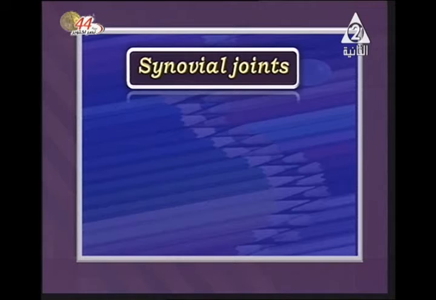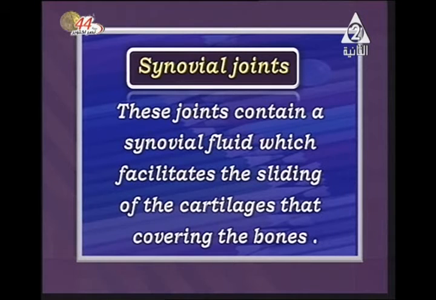What else about this type of joint? They also contain, as I said, synovial fluid, which facilitates easier sliding of the cartilage that covers the bones. That covers what? The bones. We have some properties for this type of joint, like what?